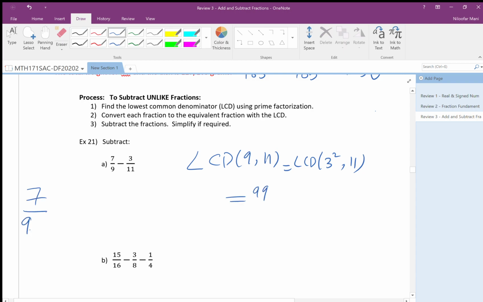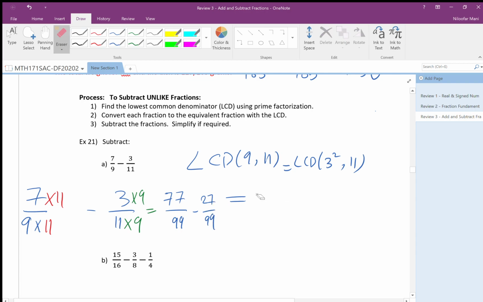Okay, so 7 over 9, so I multiply by 11, minus 3 over 11, I multiply by 9, but I need to multiply the top as well. Okay, you find the least common denominator between denominators, maybe you have more than 2, then multiply each denominator to go to that least common denominator number, but when you multiply the bottom, you have to multiply the top for each fraction. So now it is 77 over 99 minus 27 over 99, which is 50 over 99. Yes, done.